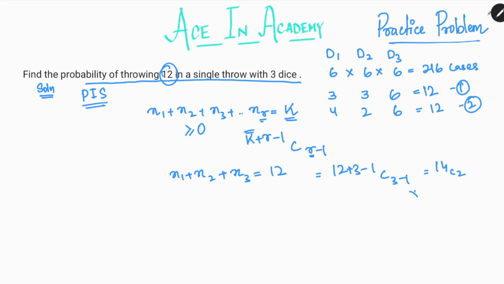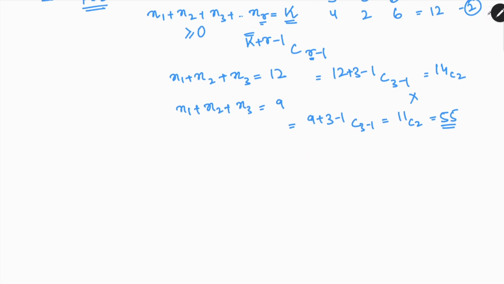But is this correct? No, because we'll have all the numbers at least 1, and in this case we can have 0 as well. So what we can do is we can simply subtract 3 from RHS, because we'll take 1, 1, 1 from each of the dice. So we can have 12 minus 3, that is equal to 9. And now if we use the formula, we'll have 9 plus 3 minus 1 C 3 minus 1, that is equal to 11C2. And now we'll have the total number of cases, that is equal to 55.